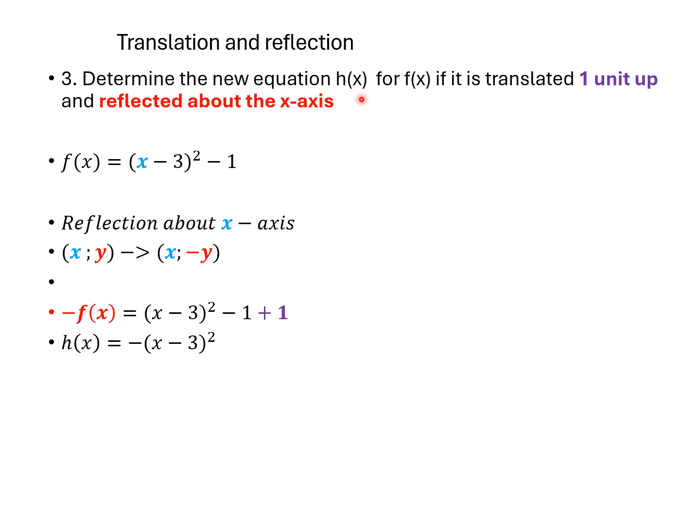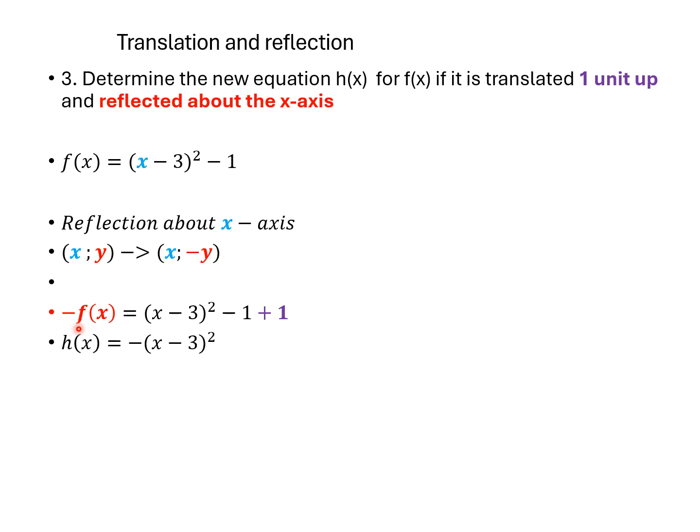Determine a new equation, h of x, for f of x, if it's translated 1 unit up and reflected about the x-axis. So we have x minus 3 squared minus 1. So reflection about the x-axis means the x value stays the same, but the y value changes sign. So it goes from positive y to negative y. So in the equation there, f of x became negative f of x. x minus 3 squared minus 1, 1 unit up, plus 1, therefore minus 1 plus 1 becomes 0.